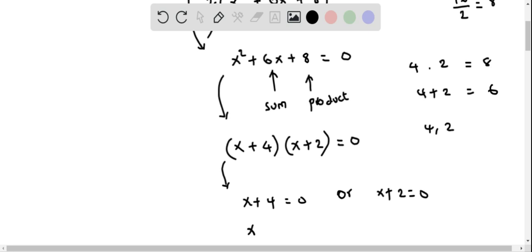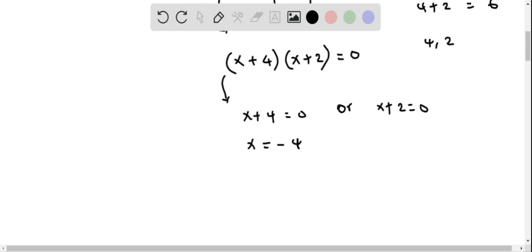Solving this, we get x equals negative 4. We subtract 4 from both sides, and solving this, we get x equals negative 2. We subtract 2 from both sides. And so these are the two values of x, or the solution of the quadratic equation.